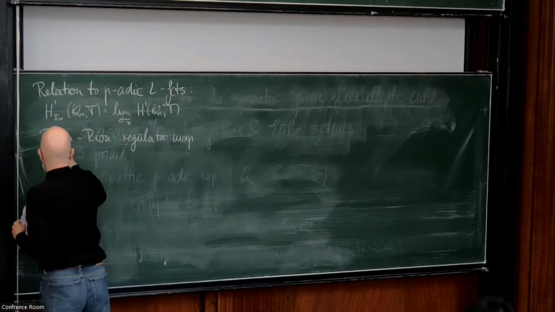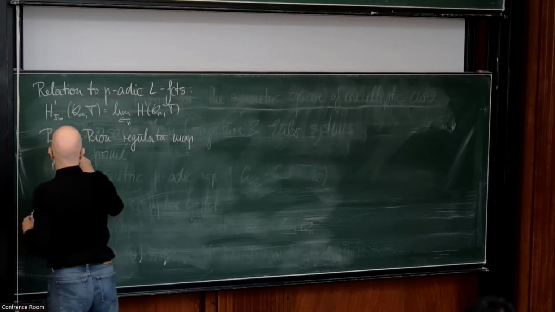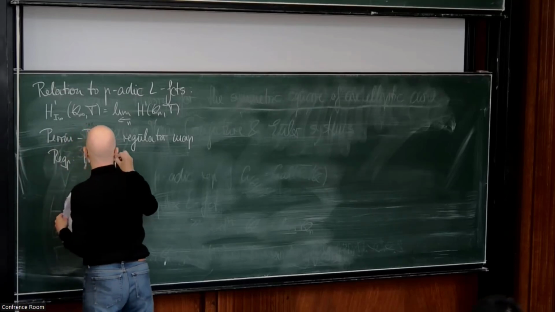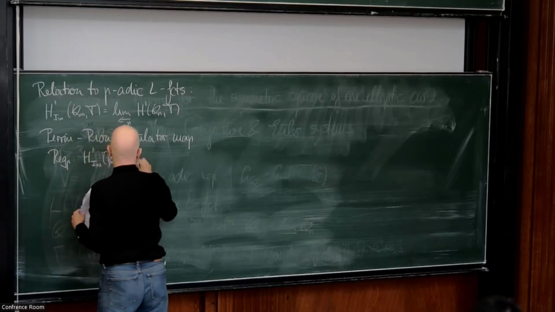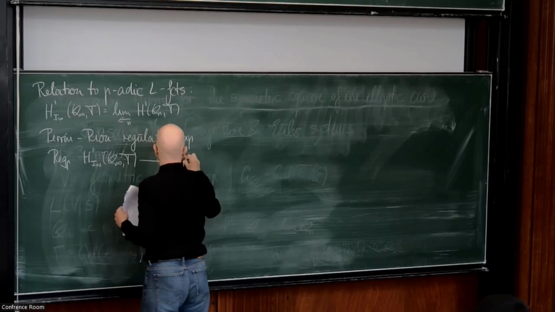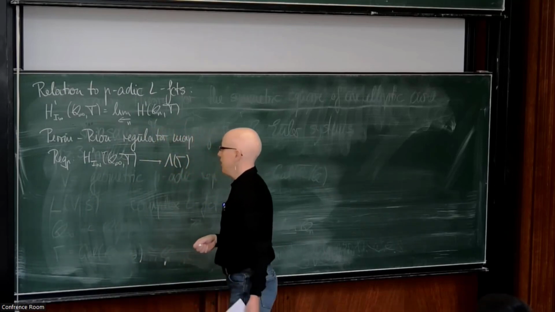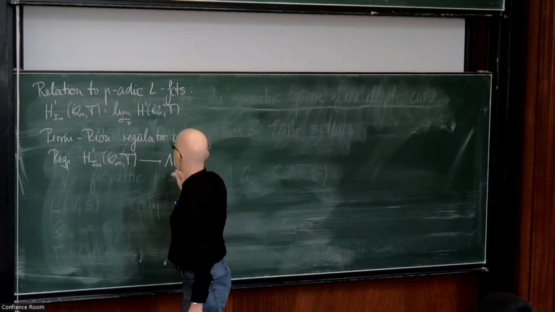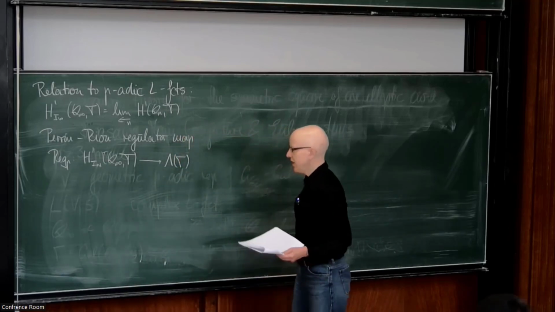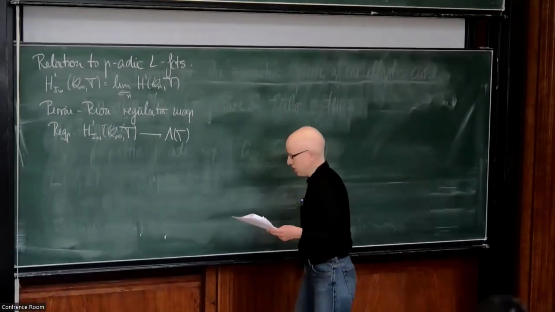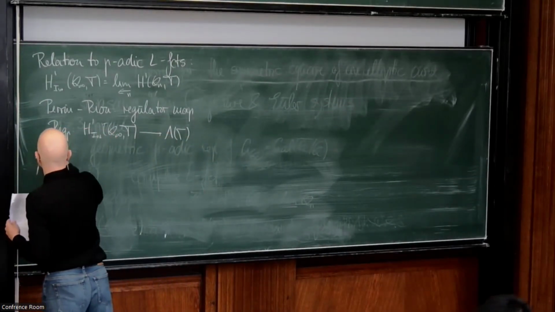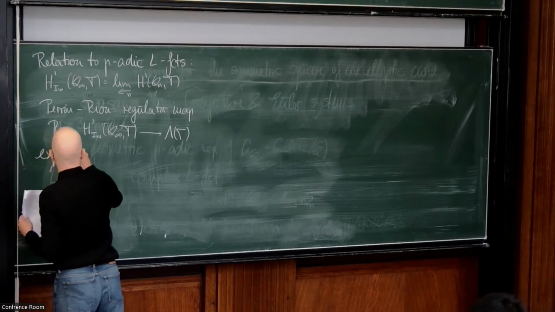So the regulator Reg P, from H1 Iwasawa into the Iwasawa algebra. This only holds under the assumption that V is ordinary at P. Otherwise you get a map into the algebra of distributions. Okay, so what is the general expectation?